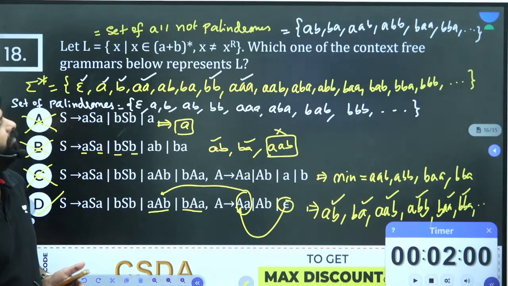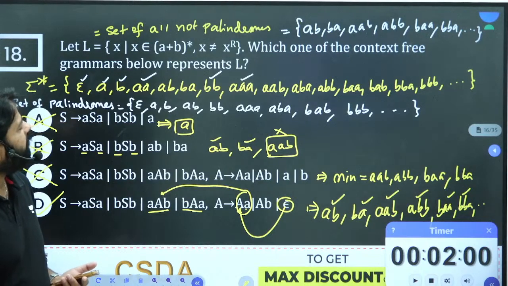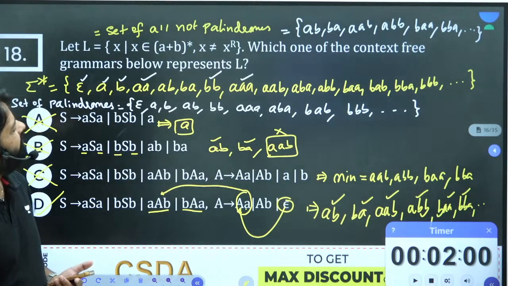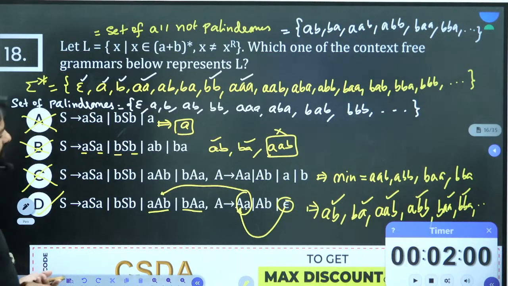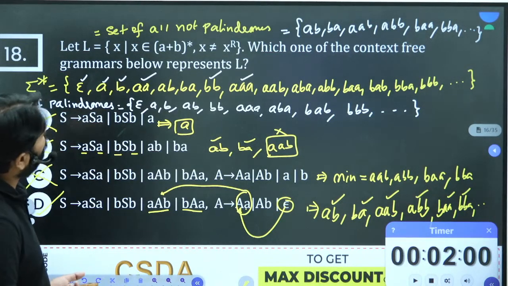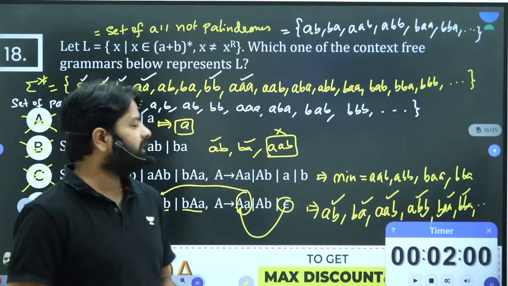That means set of not palindromes is also what? Set of all palindromes is having context-free grammar. Even set of all not palindromes is also having context-free grammar.